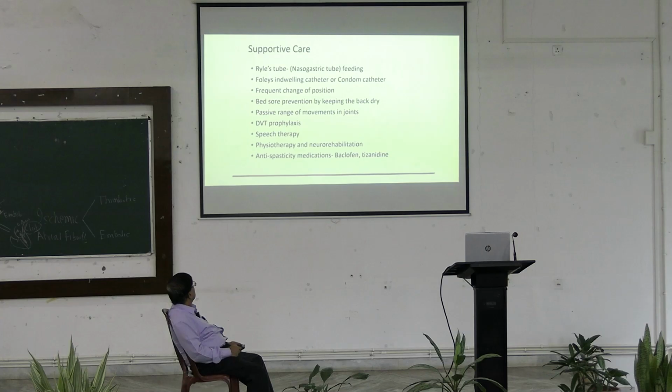Now, you should put a Foley's catheter, because the patient is unconscious, in a shock stage, and will develop retention. And bed sore prevention by keeping the back dry, passive change of the movement of the joints, DVT prophylaxis. You know, any limb lying for a long time without moving is a risk factor for developing deep vein thrombosis. The vein will get thrombosed, and that thrombus may dislodge from there.